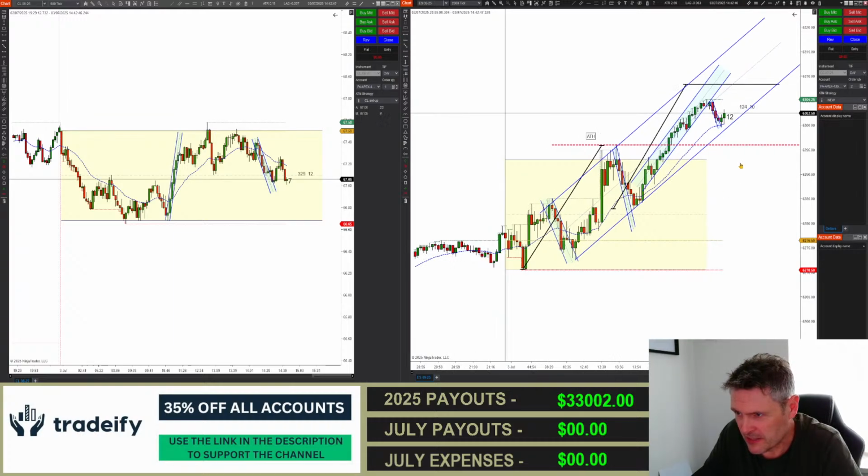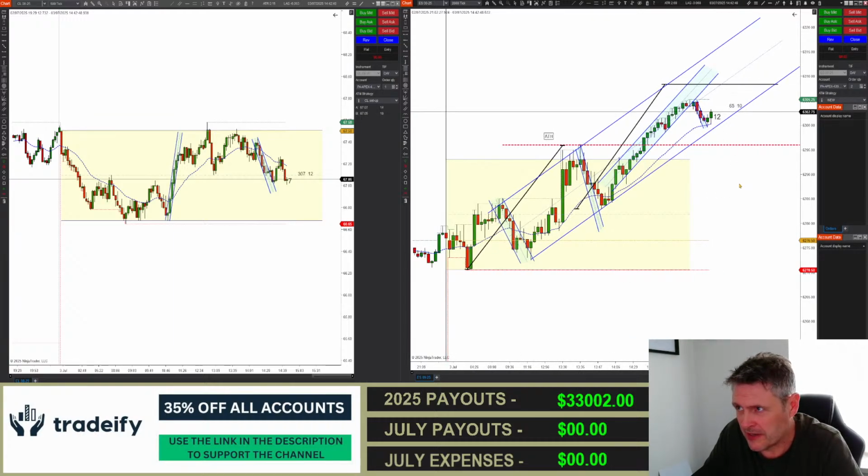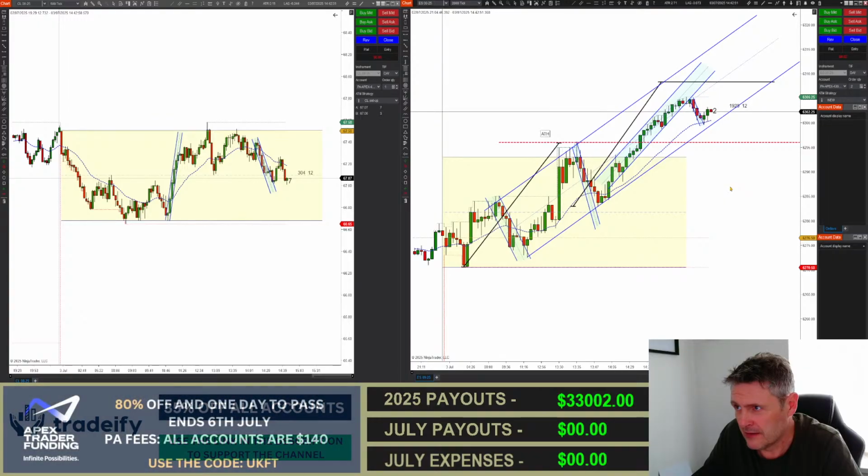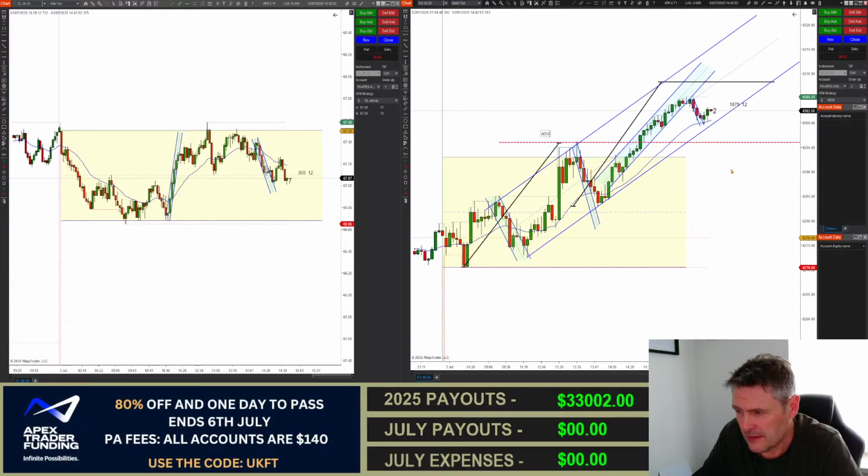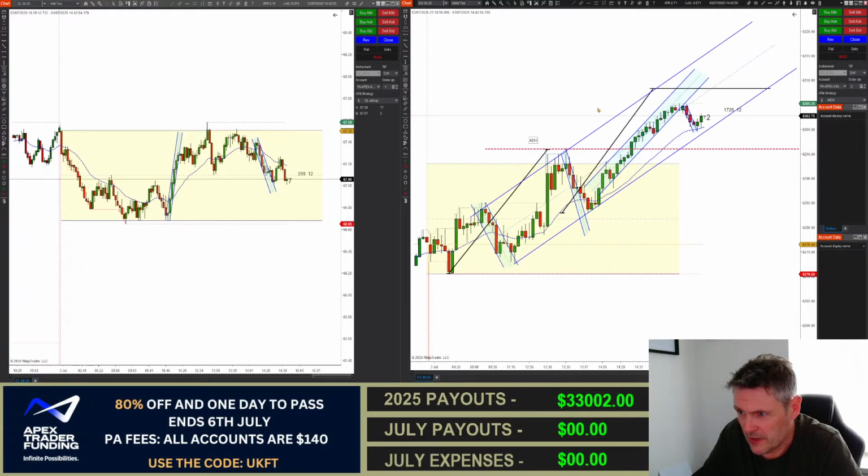So this looks like it's pushing up, but I've got to wait for a higher low here, really. So we are into unknown territory up here. We've not been up here before.